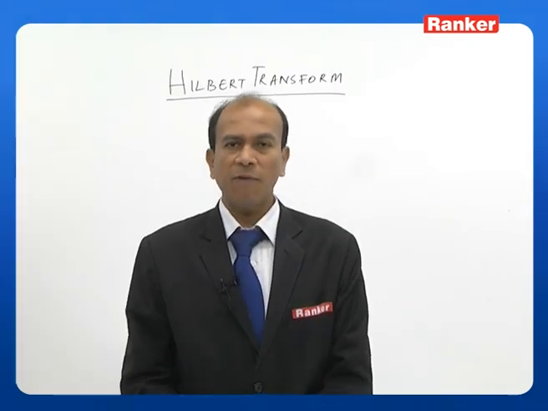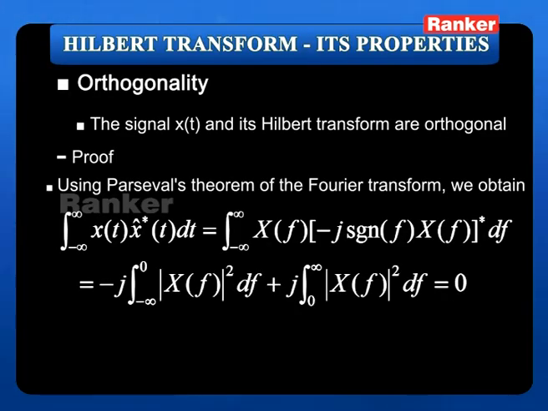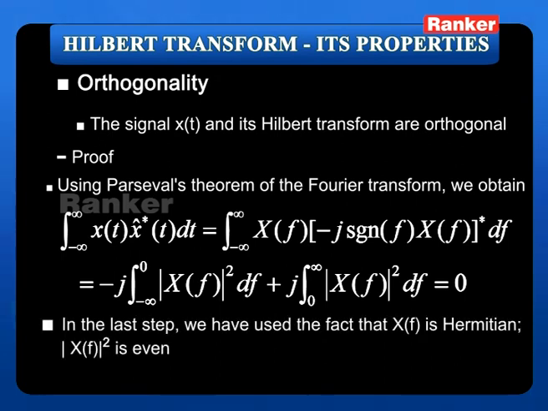Let us see the other property of the Hilbert transform, orthogonality. The signal x(t) and its Hilbert transform are orthogonal. Proof. Let us take Parseval's theorem of the Fourier transform and we get this. So apply Parseval's theorem. As you see here, the integral from minus infinity to plus infinity of x(t) x̂*(t) dt will be equal to the integral from minus infinity to plus infinity of X(f) (−j sgn(f)) X*(f) df. So that will be equal to 0. Here we have used the fact that X(f) is Hermitian and |X(f)|² is even.